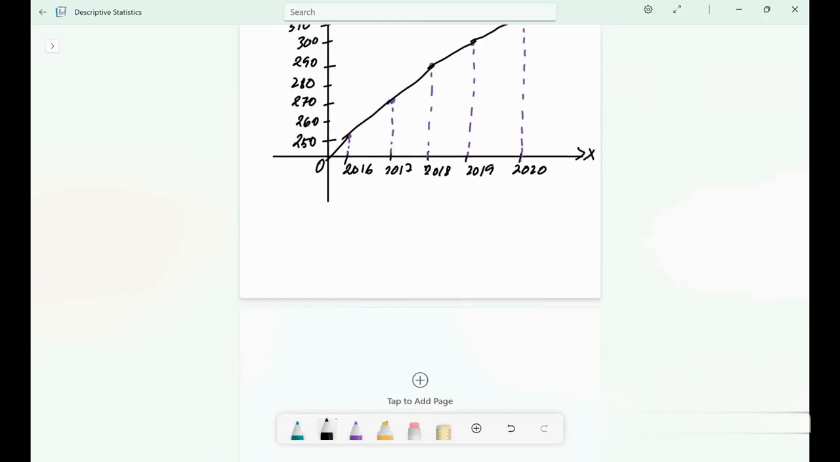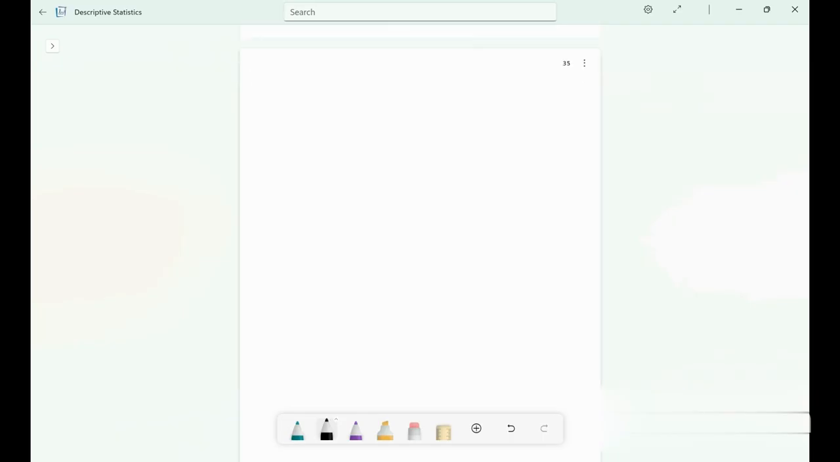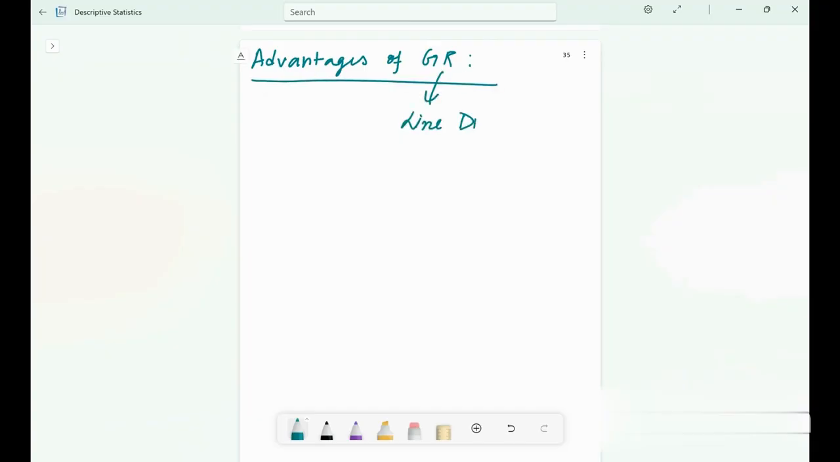So these were the two examples which I wanted to show if you had any doubt on graph. Okay. Now coming to the next part, which is the advantages. Advantages of graphical representation or the line diagram, anything. Let's say advantages of graphical representation. Or for now, just line diagram.